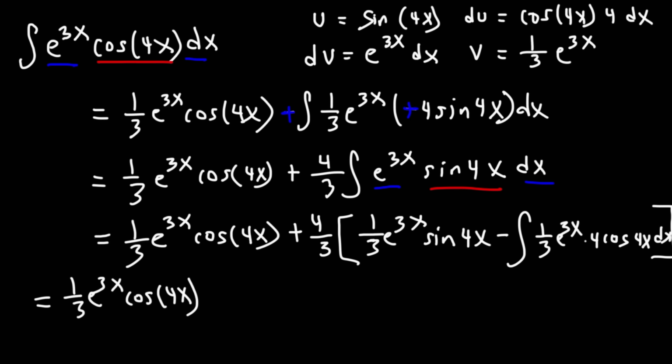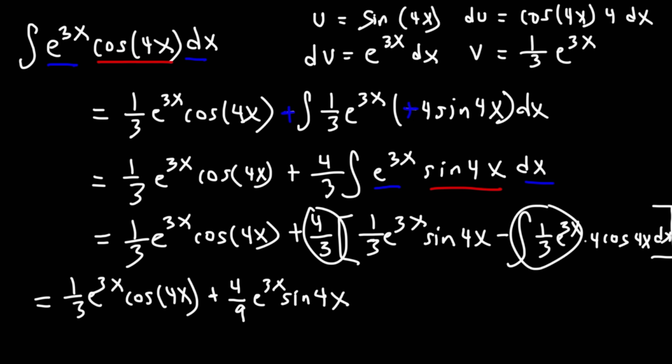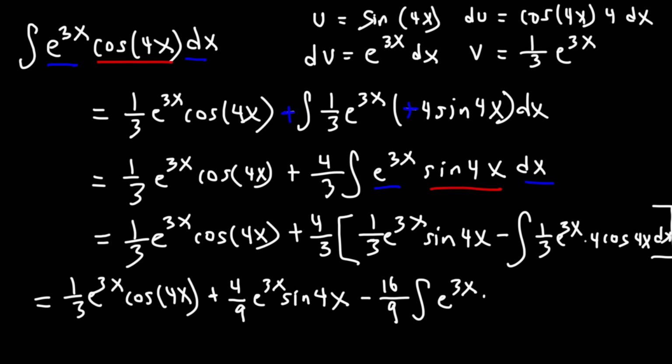Now let's go ahead and distribute 4 over 3. So multiplying those together, that's going to be 4 over 9 e to the 3x sine 4x. And then this term will also be over 9, but it's going to be negative. Actually, there's a 4 here. So this is 4/3 times 4/3. So that's 16 over 9 with a negative sign. And then we're going to have the integral of e to the 3x cosine 4x dx.